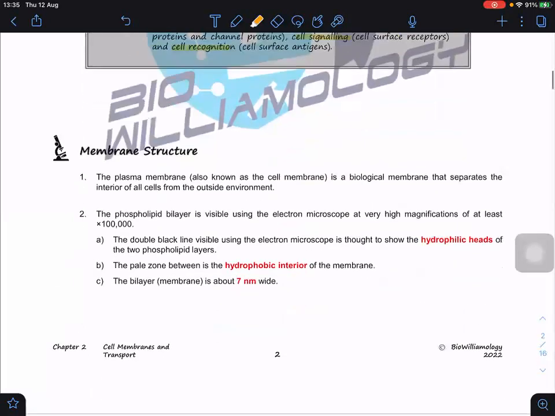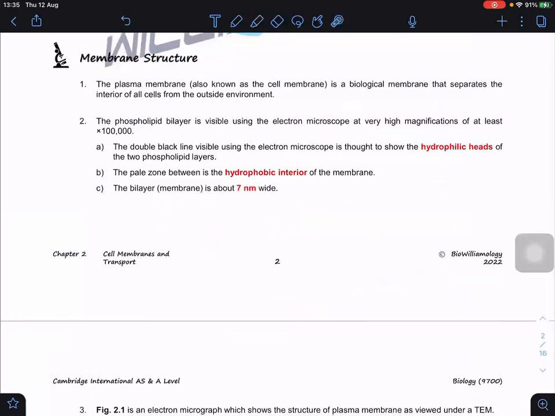So the membrane structure that we learned in the organelles topic was very, very brief. Now we go into the detail. As we know, the plasma membrane, also known as the cell membrane, is a biological membrane that separates the interior of the cells from the outside environment.